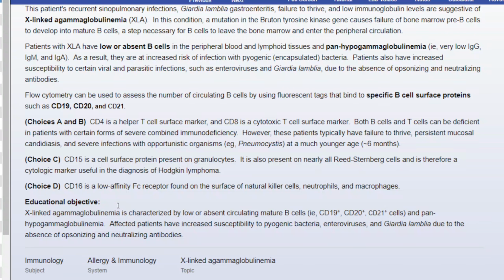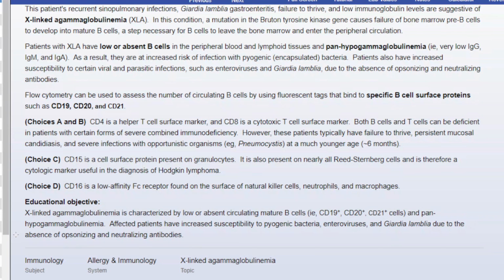So remember, this is not a good one if they don't ask you about natural killer cells. CD16 is a low affinity Fc receptor found on the surface of natural killer cells, neutrophils and macrophages. This is CD16. CD15, Hodgkin lymphoma. CD4 and CD8 are T cell markers, and CD19, CD20 and CD21 are B cell surface markers.